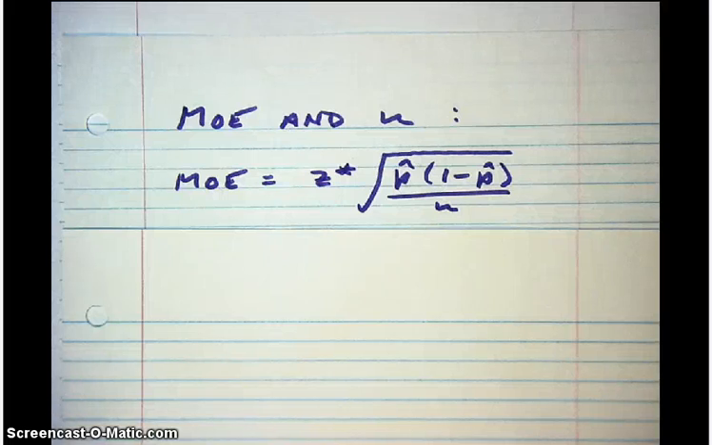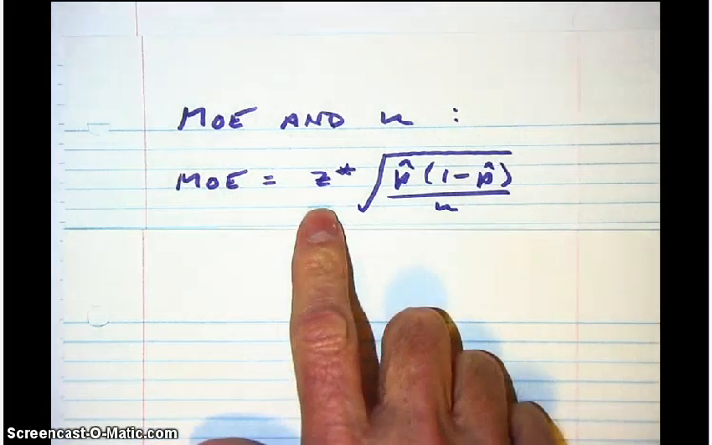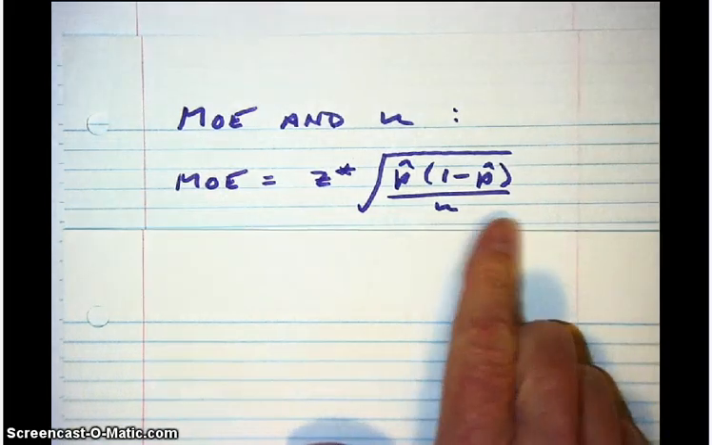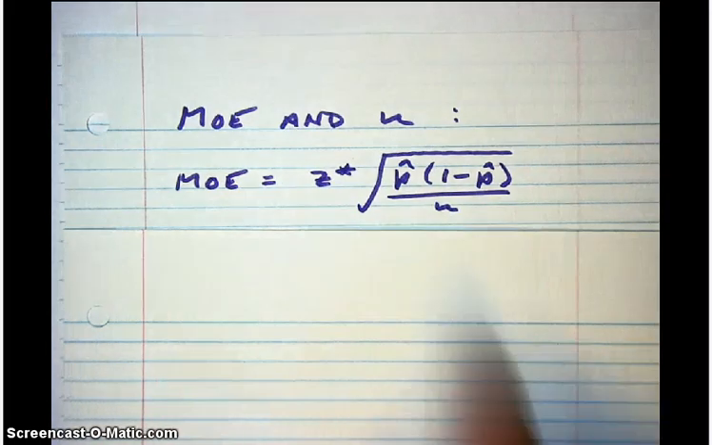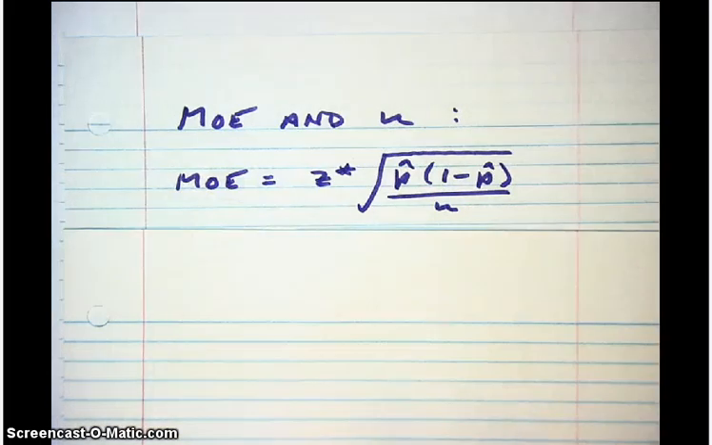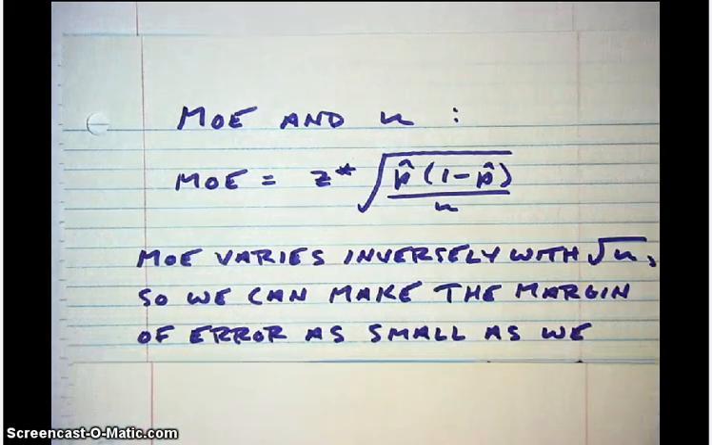Now we're going to look at a very important issue. How large does the sample size need to be in order to achieve a desired margin of error? Now, the margin of error is z star, your critical value, times the standard error of p hat, the square root of p hat times 1 minus p hat over n. And so you can see there's a relationship between the margin of error and the sample size. That's an inverse relationship.